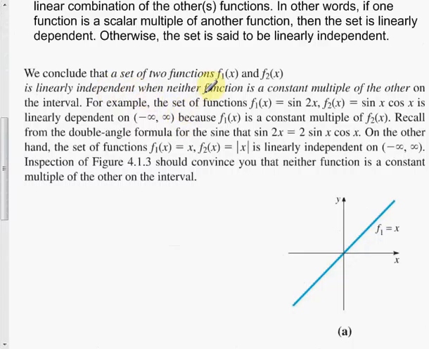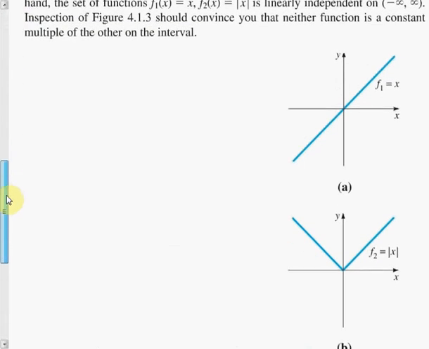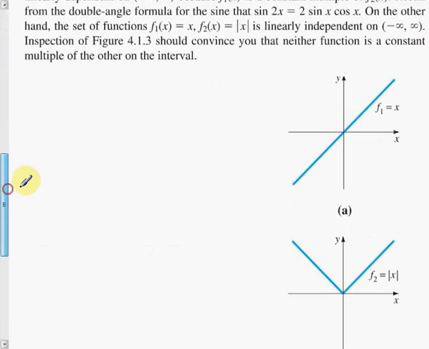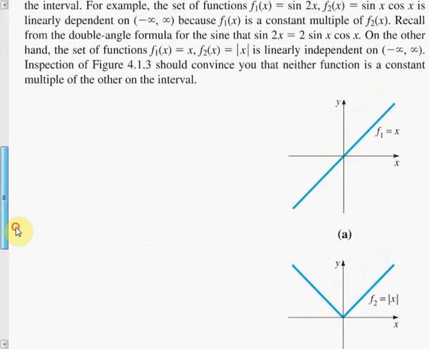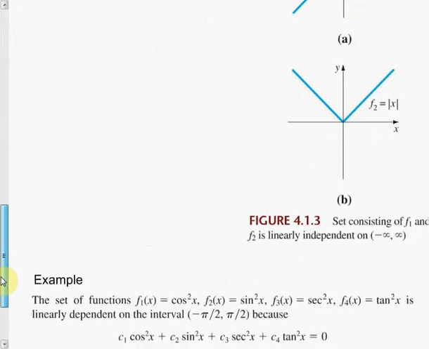We take two functions, f sub 1 and f sub 2, and examine whether they are linearly independent or linearly dependent. Function 1 is f sub 1 equal to x. Function 2 is f sub 2 equal to the absolute value of x. Now the question is, can I take function 1 and write it as some type of scalar multiple to produce function number 2?